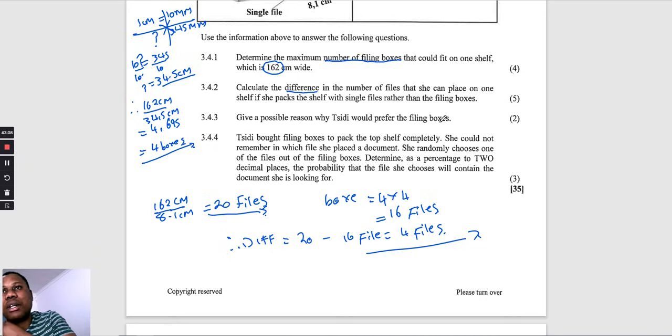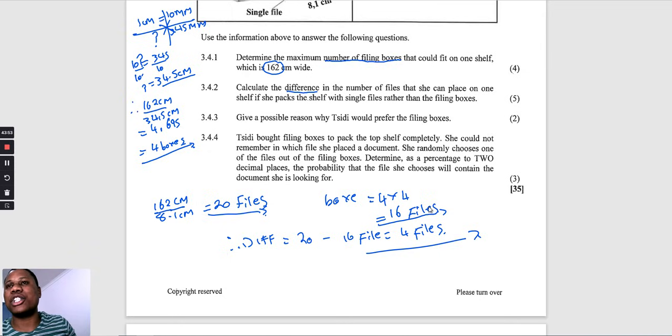Okay, then 3.4.4, they say TD bought filing boxes to pack the top shelf completely. She could not remember in which file she placed the document. Okay, she randomly chooses one file out of the files in the filing boxes. So remember, if she's placing the files in the boxes, she's going to have 16 files on the shelf, meaning that in one box she's going to have 4 files. So now they say she doesn't know in which box but in which file she put the document. Then they say she randomly chooses one file out of the filing boxes.